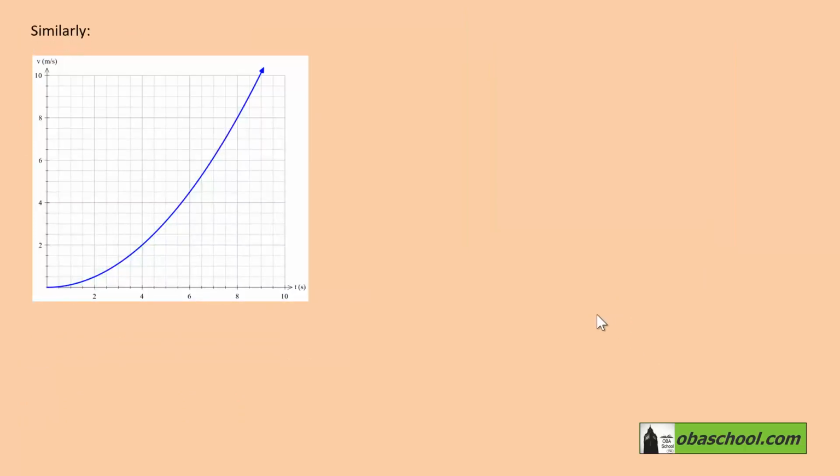And if we have a velocity-time graph, then the gradients here are going to represent the acceleration. The acceleration is dv/dt, the rate of change of velocity with respect to time. And that is the second differential of the displacement.